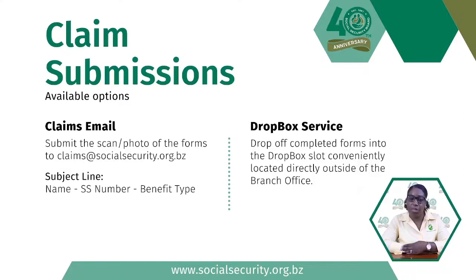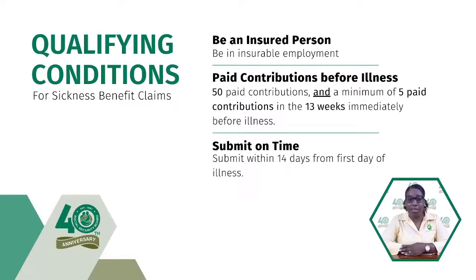Now, option number 2 is using the Dropbox service. If you are going to be using this service, it simply means that you are going to be taking the documents to the Social Security office in your area and you submit them using the Dropbox service that is located conveniently outside the Social Security building. It allows you to submit your documents to us without having to interact with people in the time of the pandemic. So you have those two options. You can send it to us via email, or you can use the Dropbox service that is conveniently located outside the Social Security office.